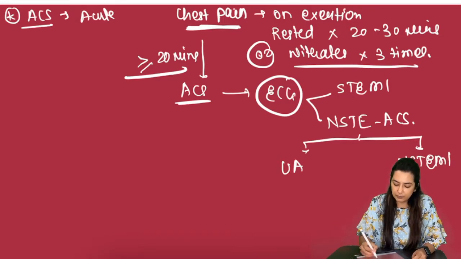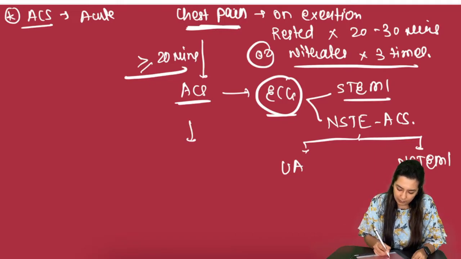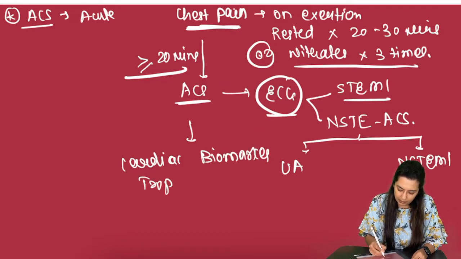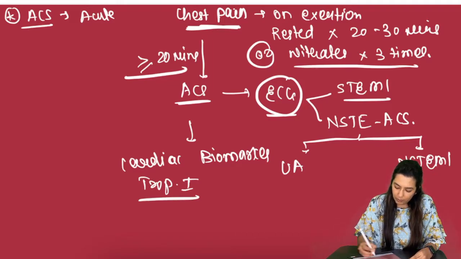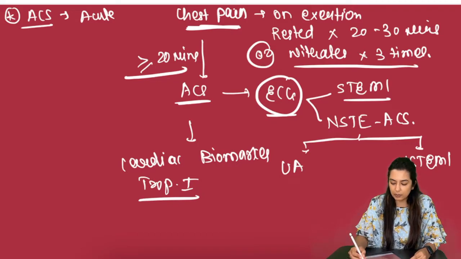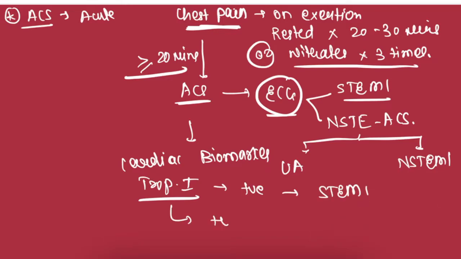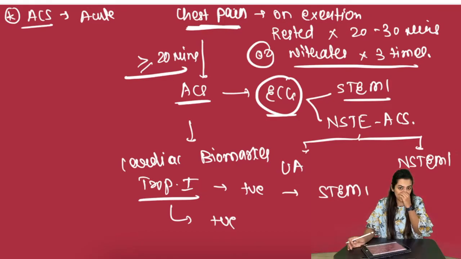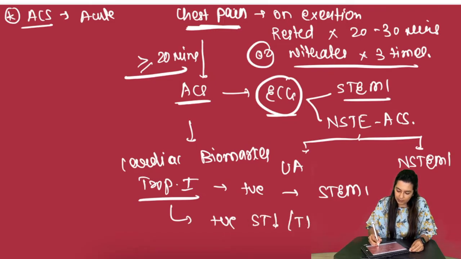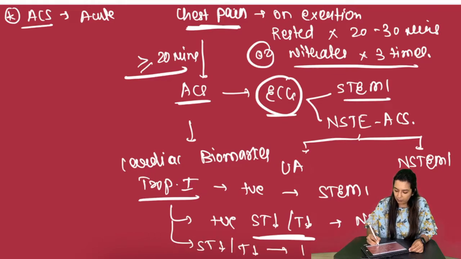How will we decide? If the ECG is showing any abnormality related to ST changes or T wave changes, we'll do a cardiac biomarker. In my setup I commonly do troponin I, sometimes troponin T. If it is ST elevation and troponin I is positive, you diagnose ST elevation MI. If troponin I is positive and it is not ST elevation but ST segment depression or T wave inversion, either of these two, then it is NSTEMI. If there is ST segment depression or T wave inversion but troponin I is negative, then it is unstable angina.